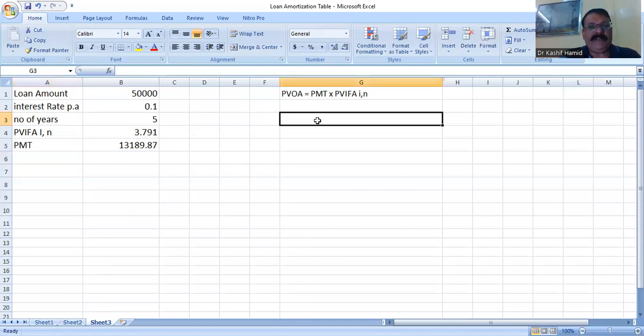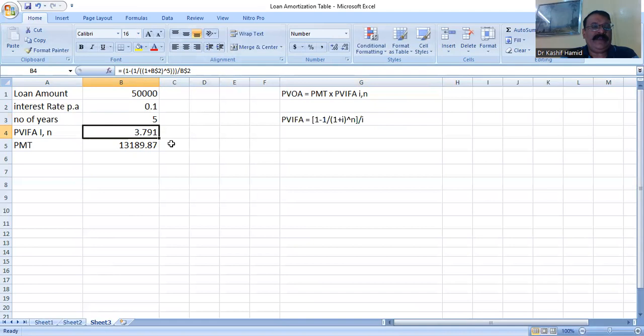And we know very clearly that the present value interest factor of an annuity for a given interest rate and a given number of periods is equal to 1 minus 1 divided by 1 plus I, where I is the interest rate, raised to the number of periods, and all of that divided by I. So it will be used while modeling the values here.